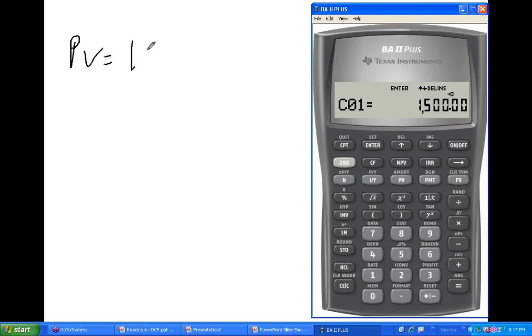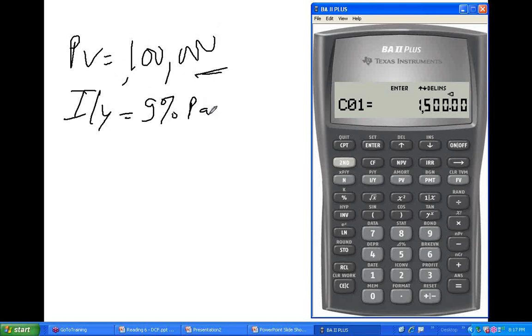So what we are having is a present value of the loan amount which we have taken. This is 100,000. The interest rate at which I have taken the loan is 9% per annum. I want to know how much will be my EMI.